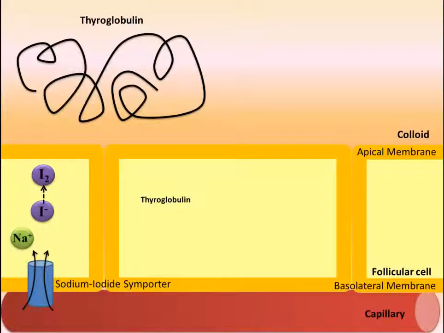The thyroglobulin protein, which is now inside the colloid, can become iodinated at tyrosine residues at this time. Each tyrosine can have one iodine added to form T1 or two iodines added to it to form T2. During the last step of synthesis, a T1 and T2 molecule join to form T3, or two T2 molecules join to form T4.